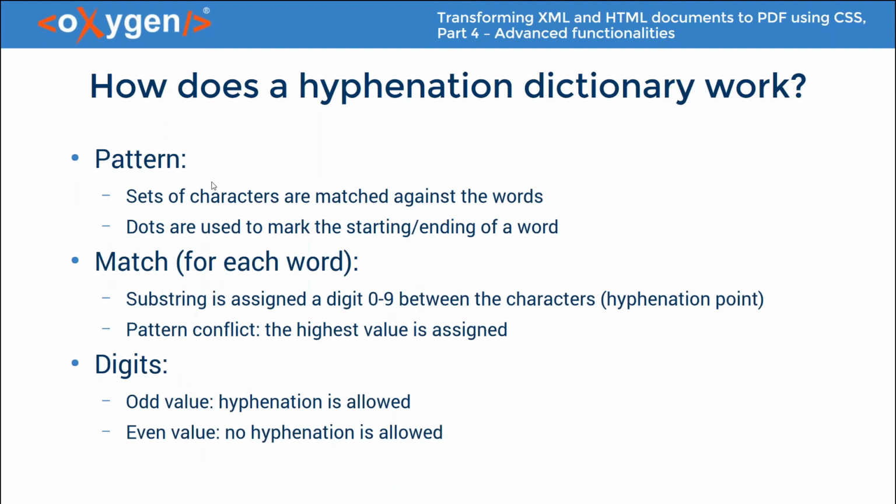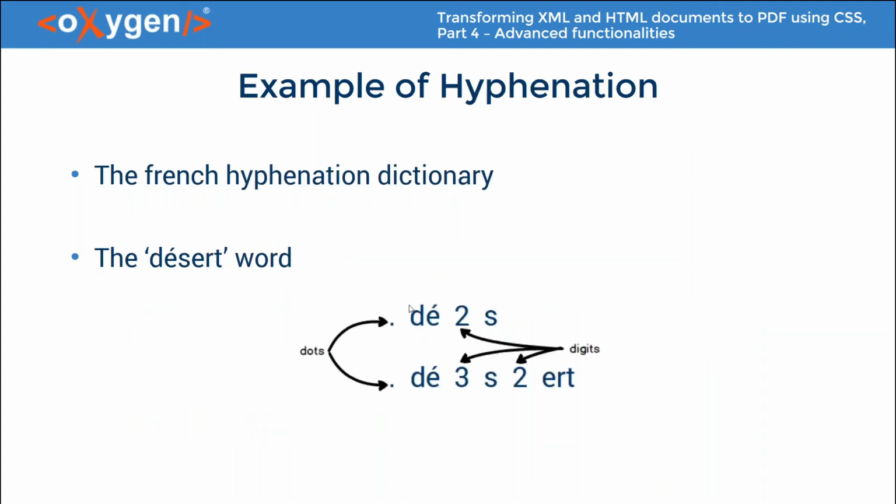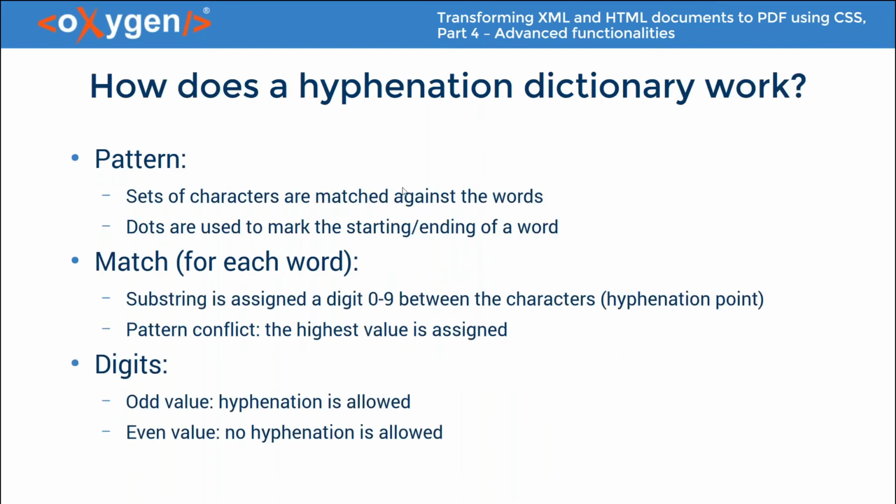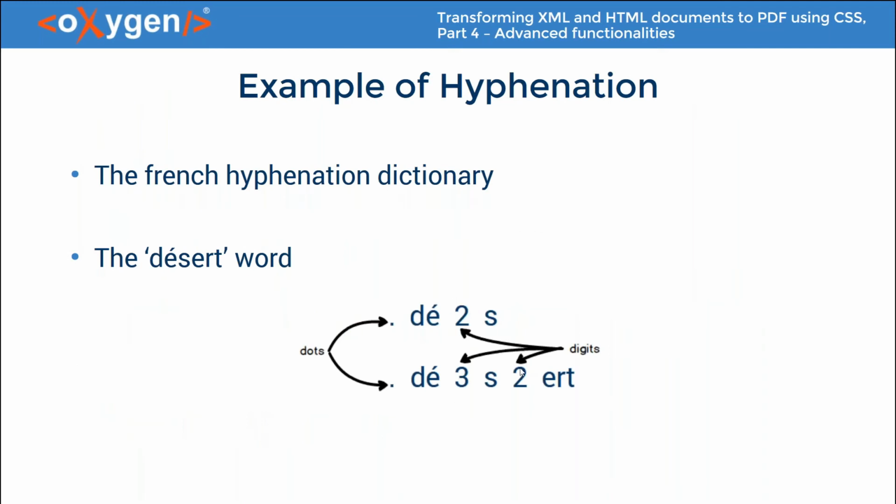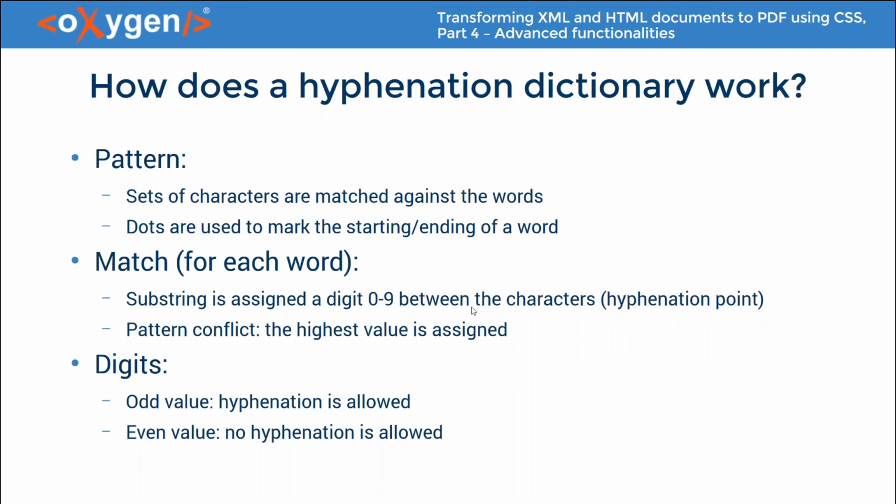the matching dictionary, for my example, the French one. The dictionary contains a set of patterns like those two, and those patterns will be applied on the whole text. Each time a word or a part of a word is matched, the pattern will assign a digit, 2, 3, 2, 1, 0, 9 for example, between those characters as an invisible rule, which is what we call the hyphenation point.